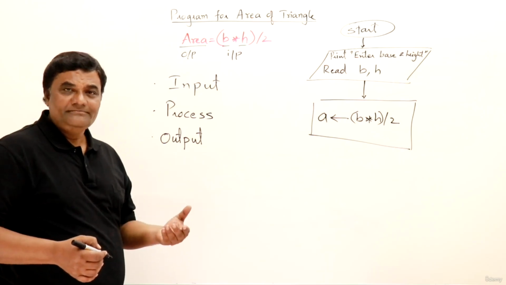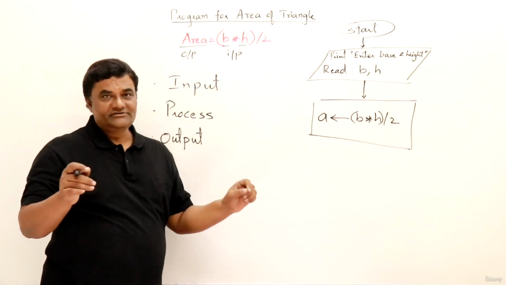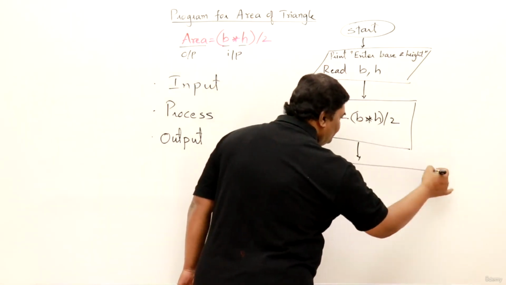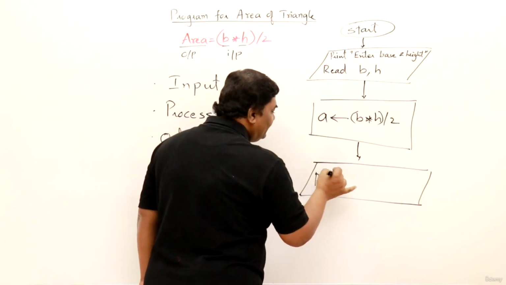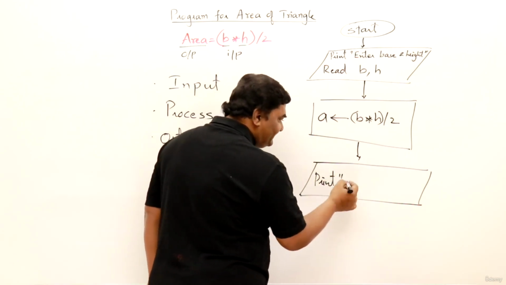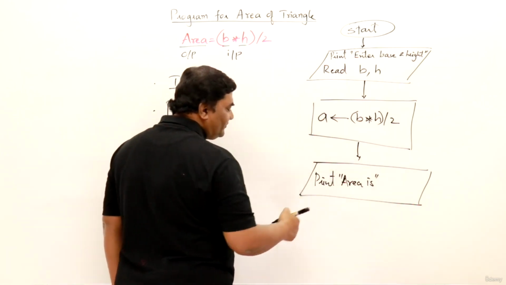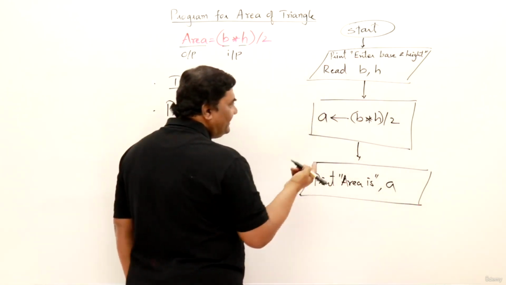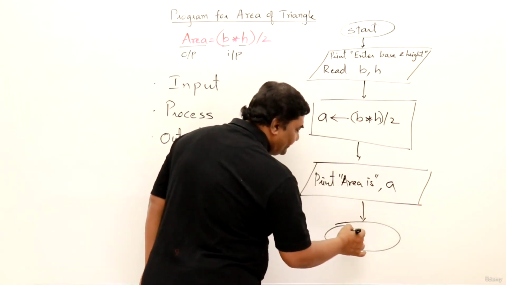I have to give you the result. I should tell you that the area is so and so. So next is again output. For that, in a parallelogram or output box, I should say print area is. This is the message I am giving you. The messages are written in quotes. Then next is A. I have the result in A. So that's all. This is the output, end of the flow chart.